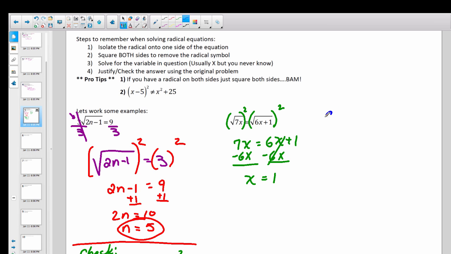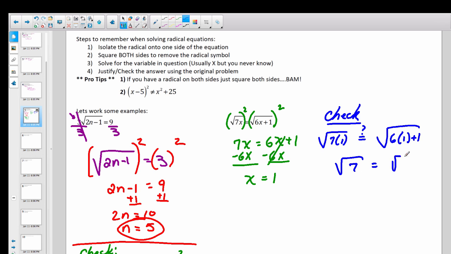Maybe we'll go blue. Okay, here's the check. Original question only. So square root of 7 times 1, are you equal to the square root of 6 times 1 plus 1? So that looks like square root 7 equals square root 7. You can use your calculator to get the decimal equivalence of those two, but you can see right there they are equal. So we will accept 1 as our answer to this question.